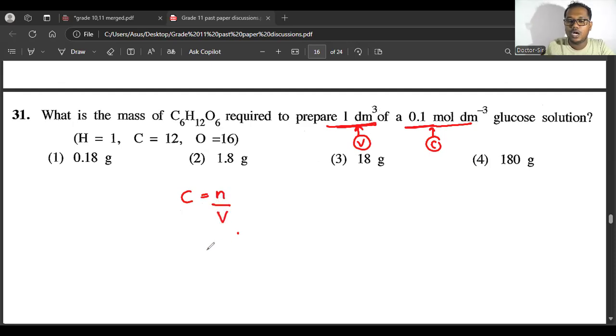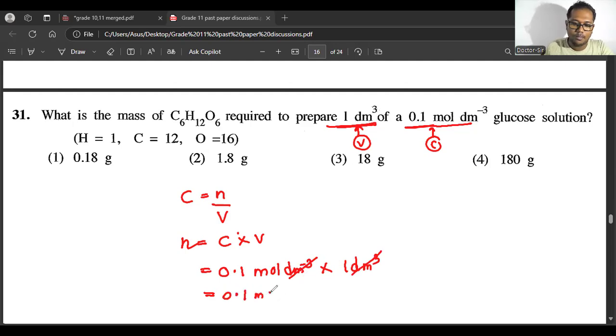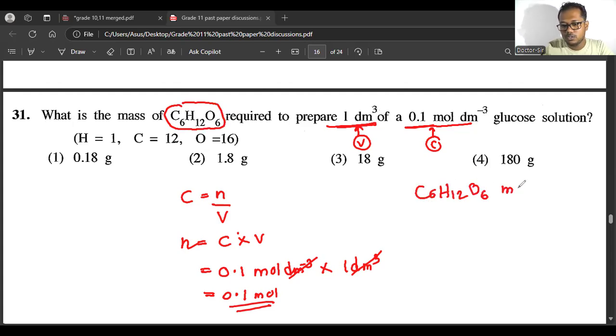So how can we find it? Now we have to find n. So n equals C multiplied by V. C is 0.1 mole per decimeter cubed. Now the volume is 1 decimeter cubed, so we can cancel the decimeter. So it will be 0.1 mole. So we need 0.1 mole of glucose, C6H12O6.